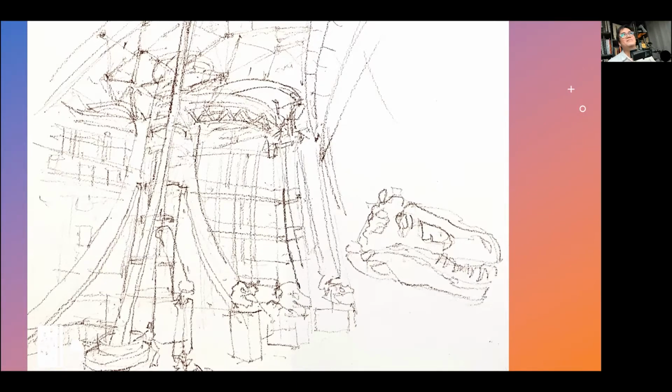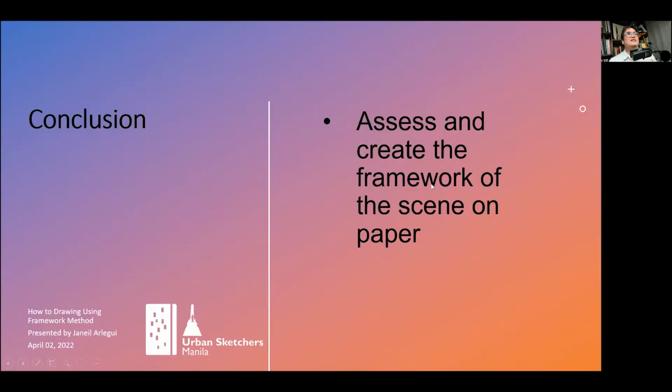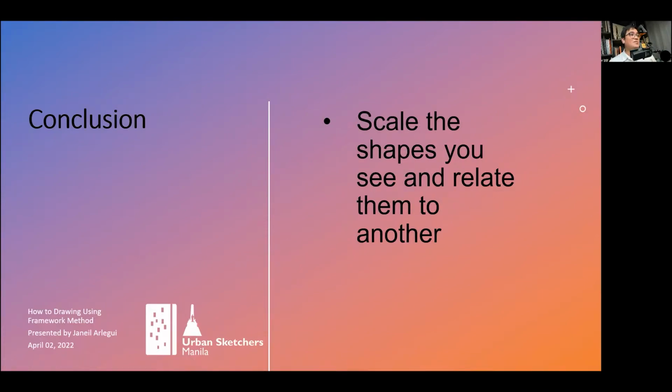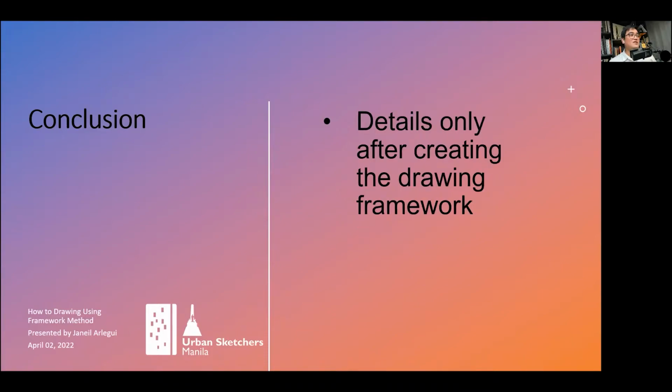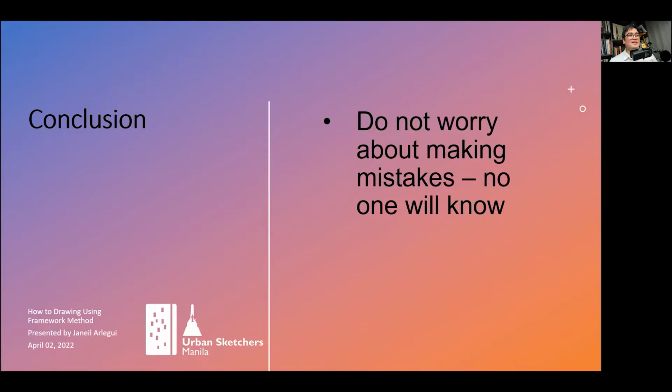I'm meaning to paint this over another topic, which is how do you watercolor, as an example. Probably is to assess and create the framework first of the scene on paper, which is what I did. Simplify it, scale the shapes that you see and relate them to one another, and then detail only after creating the drawing framework. So don't worry about making mistakes. No one will know.